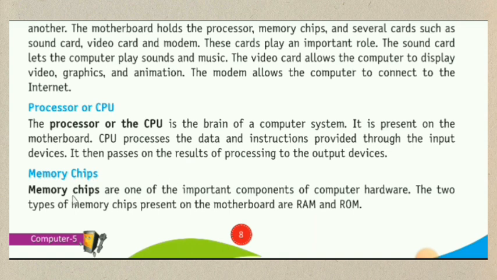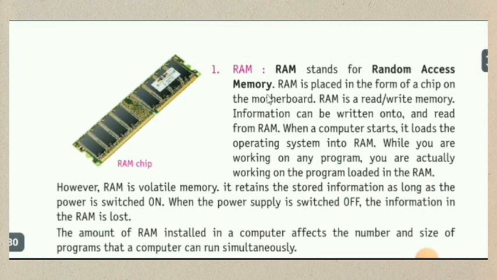Memory chips. Memory chips are one of the important components of computer hardware. The two types of memory chips present on the motherboard are RAM and ROM. Number one, RAM. RAM stands for random access memory. RAM is placed in the form of a chip on the motherboard. RAM is a read and write memory. Information can be written onto and read from RAM.